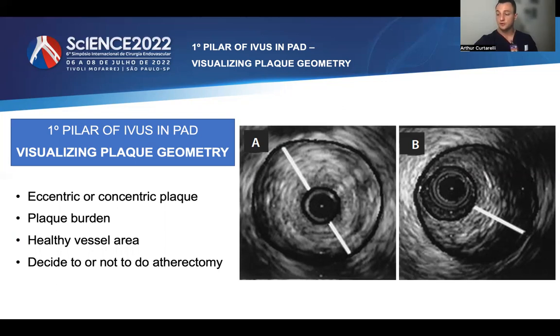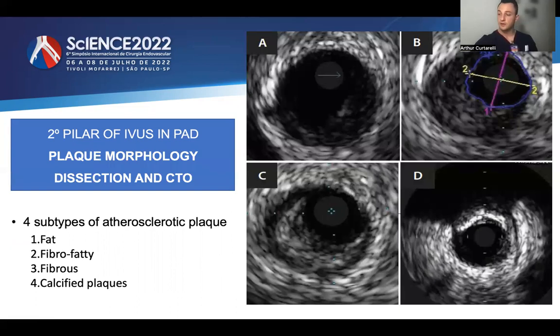So look at this concentric plaque in image A, and the burden in image B, which is higher on one side of the vessel and often includes an area with a healthy vessel wall, just here. And this can help you decide whether or not to use an atherectomy device, and which one to choose.